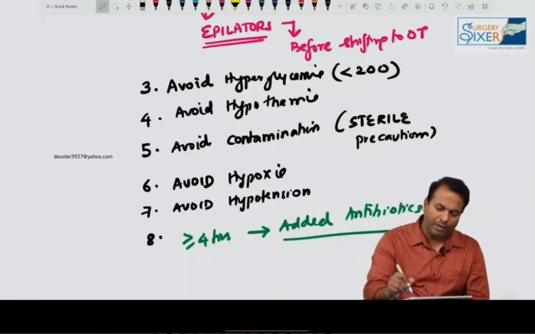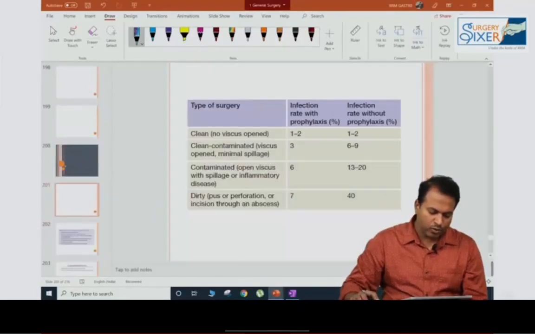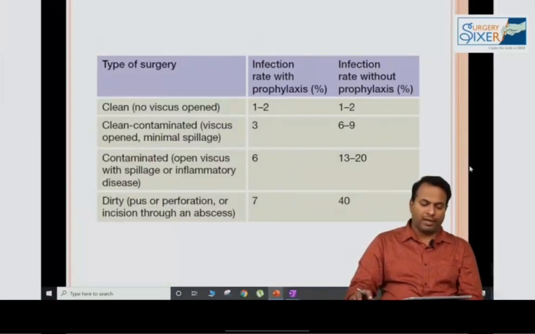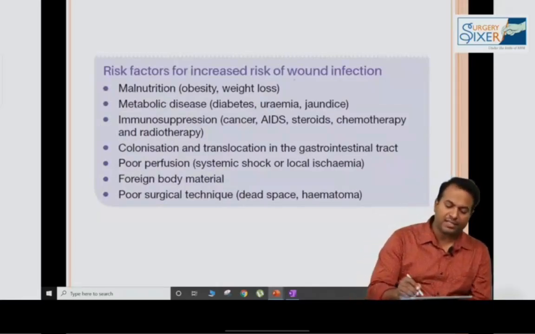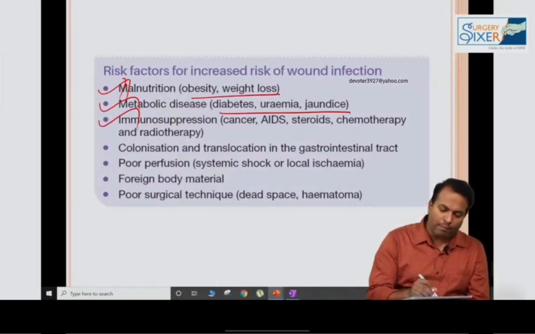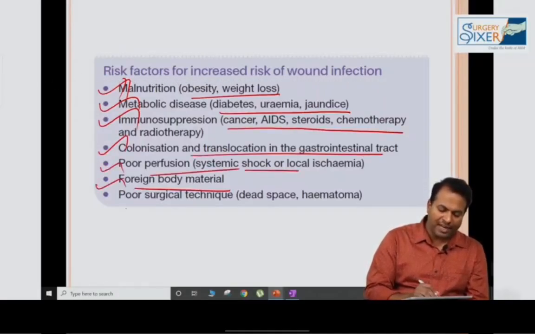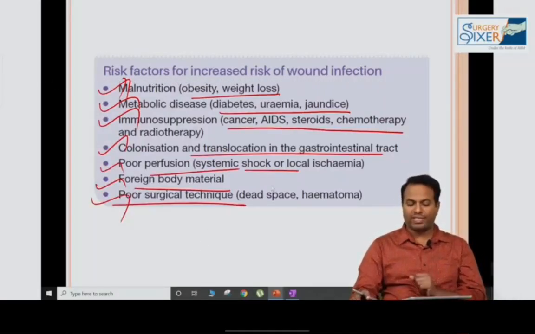Please don't forget, how to prevent surgical site infection is an AIIMS question again. So let us see the PowerPoint pictures and slides. This is a slide from Bailey and Love. What are the types of surgery and how is the infection rate, and what are the risk factors of increased wound infection: malnutrition, obesity, weight loss, metabolic disease like diabetes, renal failure, jaundice, and immunocompromised states like cancer, AIDS, steroids, chemotherapy, colonization of the GIT, poor perfusion like in shock, foreign body materials, and poor surgical techniques are the various risk factors of increased wound infection from Bailey and Love.